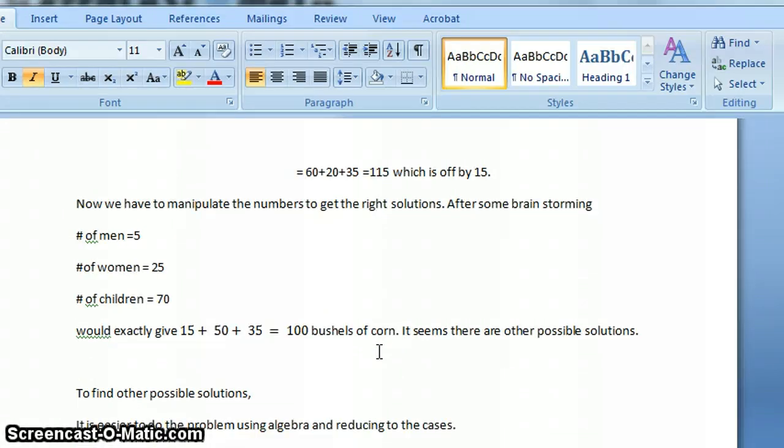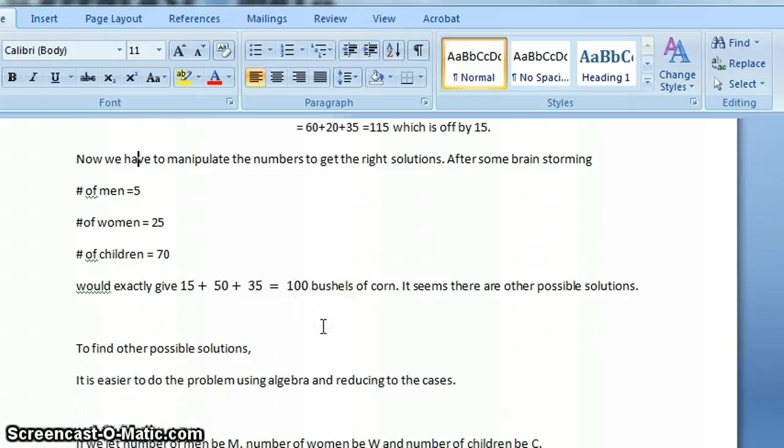But one of the solutions I got after some brainstorming is 5 men, so that gives 5 times 3, 15 bushels of corn, 25 women, 25 times 2, that's 50 bushels of corn, and then 70 children, that's 35, because you multiply 70 times half, and that gives 35. Altogether 15, 50, and 35 makes 100 bushels of corn. And 70, 25, and 5 makes exactly 100 people. So 100 people, 100 bushels of corn. That's one solution, and there could be more solutions than this.